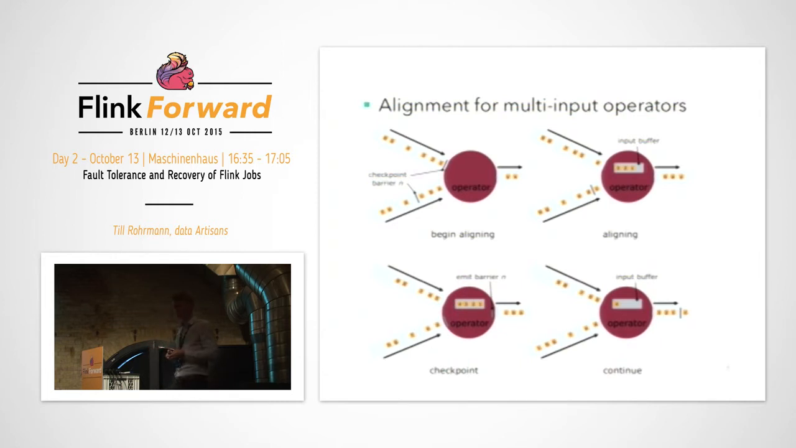If you can live with a slightly weaker guarantee, the at least once guarantee, then the system can avoid this alignment by simply processing elements which also arrive after the barriers. So if on some of the inputs you've already received the barriers, then you simply continue processing those elements without buffering them. But again, you will only draw the checkpoint and emit the barrier once you've received all barriers from your inputs. This, of course, means that your checkpoint will contain some of the elements which are part of the next checkpoint. Thus, there's the at least once guarantee, which you basically get by doing so.